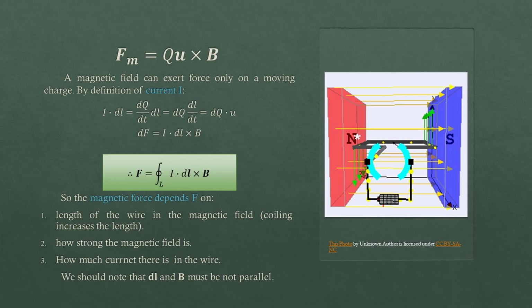So the magnetic force F depends on three main things: length of the wire, how strong the magnetic field is, and lastly how much current there is in the wire. And we should note that dL and B must not be parallel, it can't be parallel.